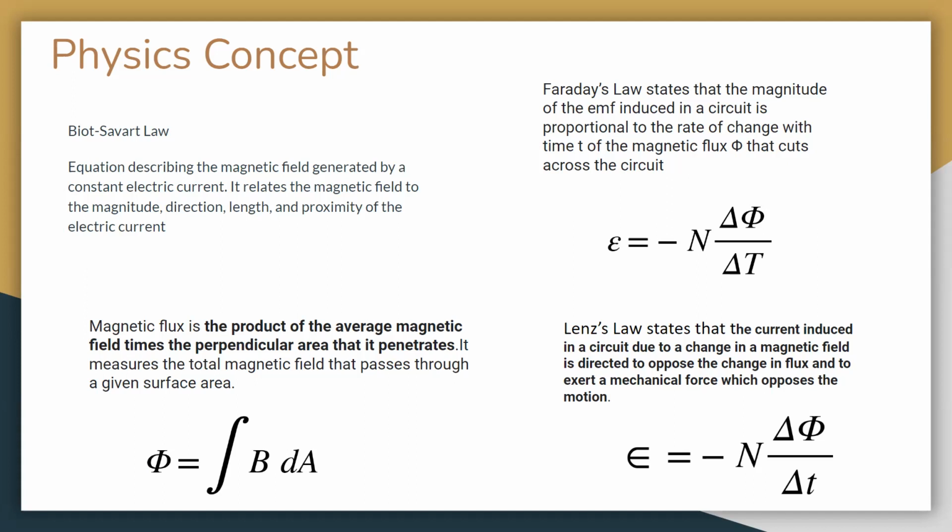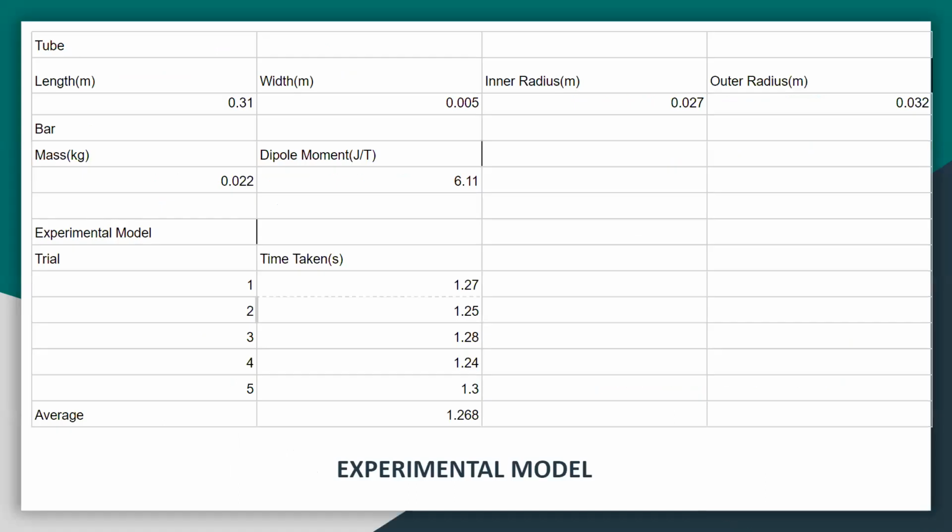which opposes the motion. In my experimental model, these were the necessary values to take, as well as the result of my experiment.